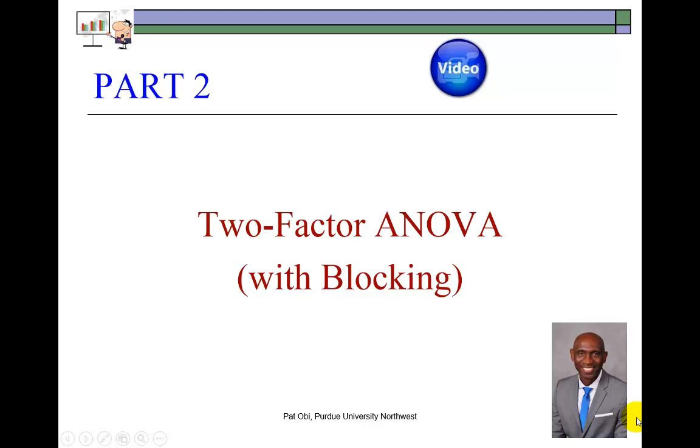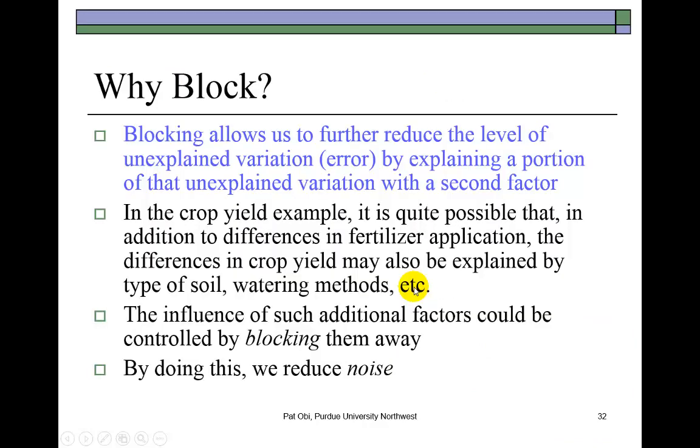Hello, this video presentation shows an example of two-factor analysis of variance in which blocking is included as the second factor. So why do we block in an ANOVA? As I write here, it allows us to further reduce the level of unexplained variation, which we call error in an ANOVA, by explaining a portion of that unexplained variation with a second factor.